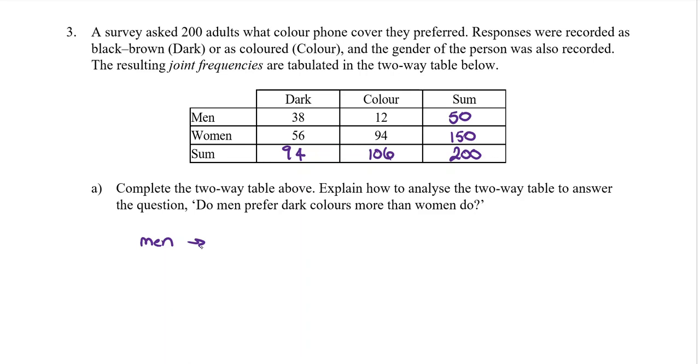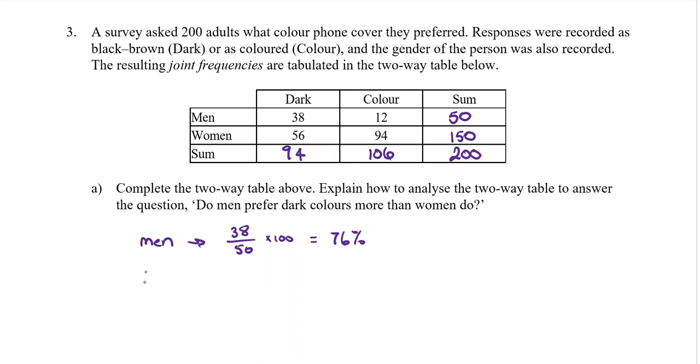So of the men that like dark colours, 38 men like the dark colour. What would that be out of? 50. There were 50 men. So there is 38 out of 50 men that liked dark colours. Now, if you want that as a percentage, you would times that fraction by 100, which gives you 76%.